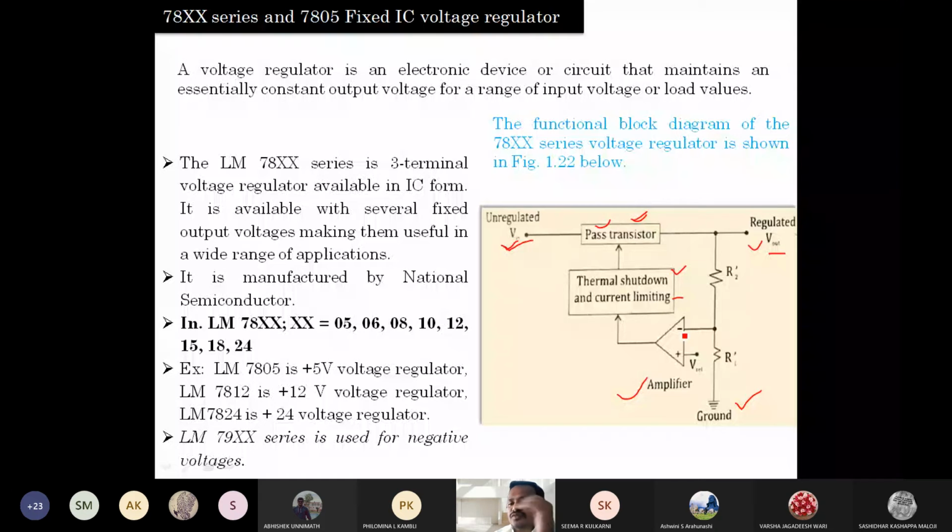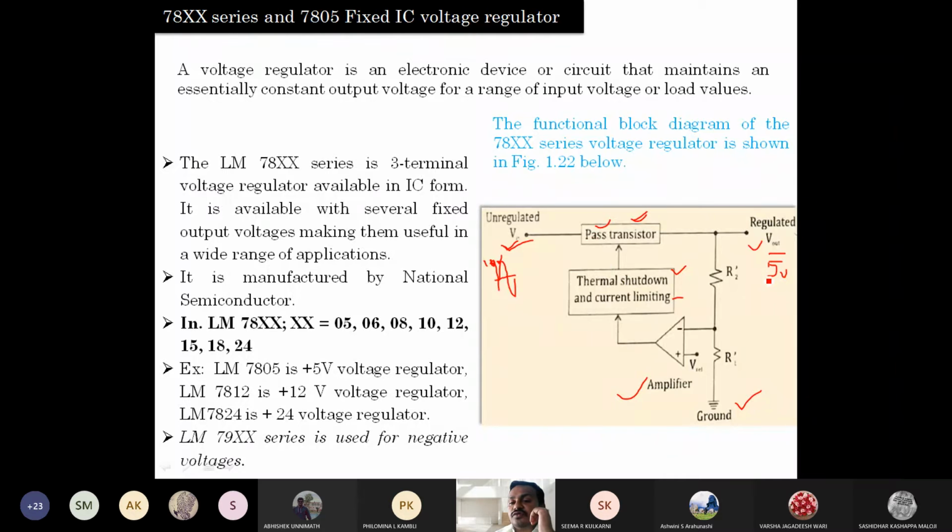Those limits are decided by this thermal shutdown and current limiting circuit. So how much output do you need? If you need a 7805, that means you want a constant 5 volt output. But the input, let me say, you are applying a sine wave or some ripple, an unregulated signal. And the voltage of this one is 10 volts.